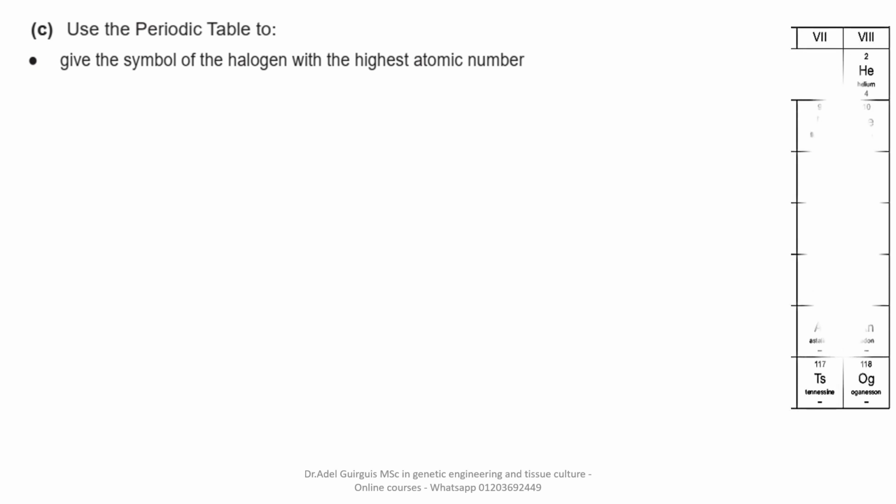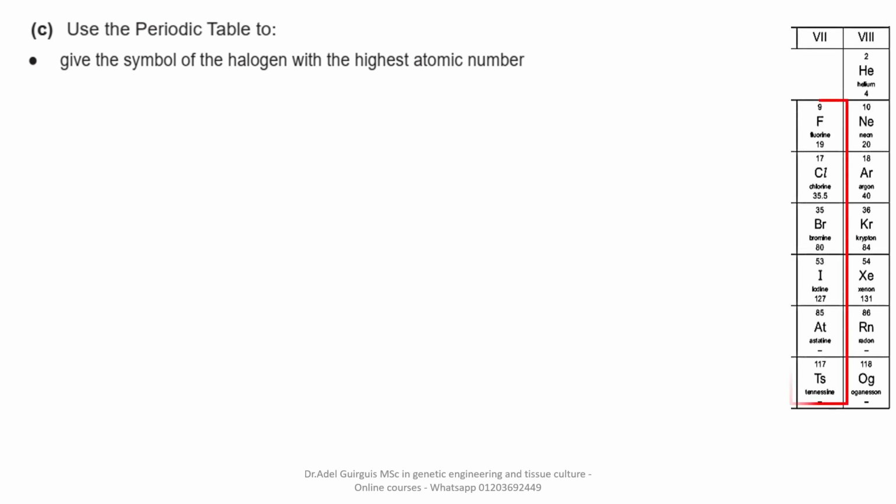Letter C. Use the periodic table to give the symbol of the halogen with the highest atomic number. This part of the periodic table, group 7. As we move down the group, the atomic number increases. So, sure, tennessine has the highest atomic number with 117. The answer is TS.